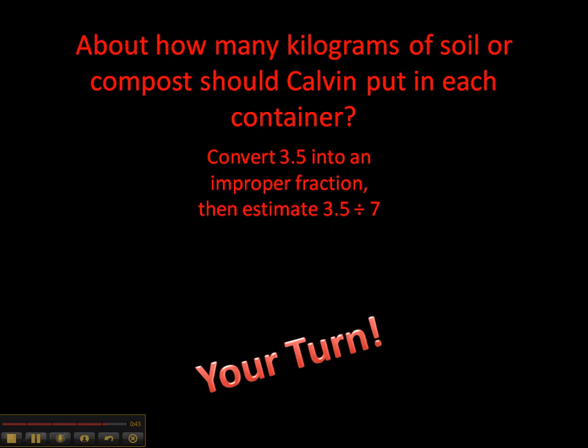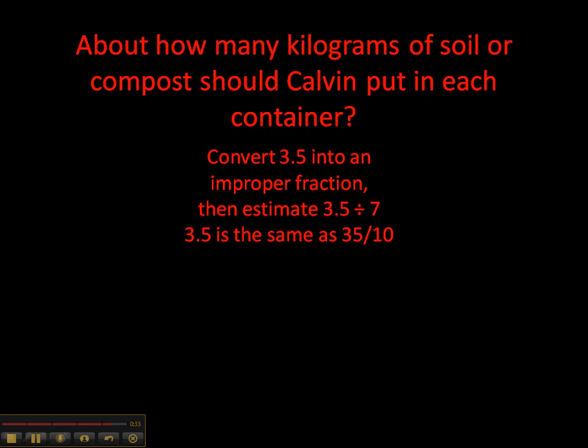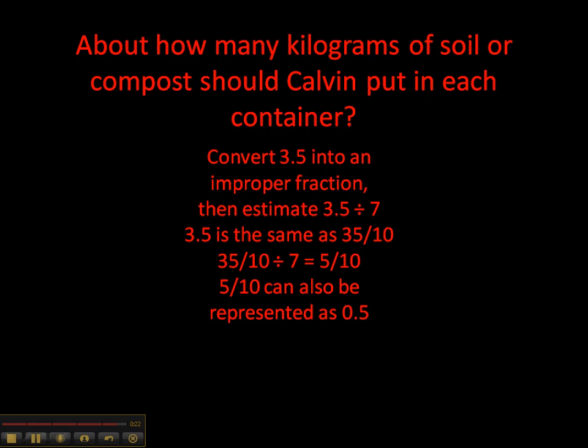I want you to do this one. This one's actually easier. Convert 3.5 into an improper fraction, then estimate 3.5 divided by 7. Pause the presentation and do it. Quickly, just to see if we got the right answer, 3.5 is the same as 35 tenths. 35 tenths divided by 7 is the same as 35 divided by 7, in other words, 5 tenths. And so 5 tenths can also be represented as 0.5.